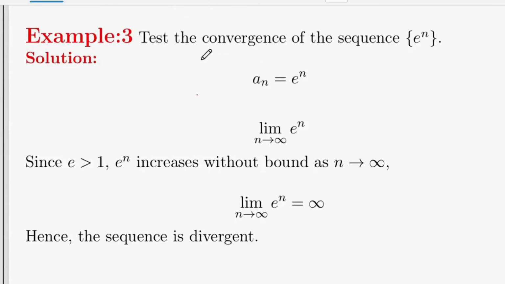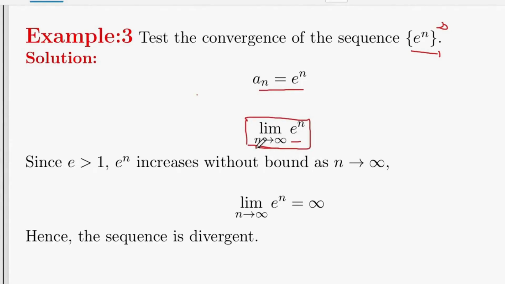Example number 3: test the convergence of the sequence e raised to n. Now again here n varies from 1 to infinity. Now let's check the convergence of this sequence e raised to n. As per the definition, first of all we need the nth term of the sequence. So what is the nth term? This is e raised to n. So an is equal to e raised to n. Now, on an, apply limit n tends to infinity. So we get limit n tends to infinity of e^n. So now the question is to solve this limit.